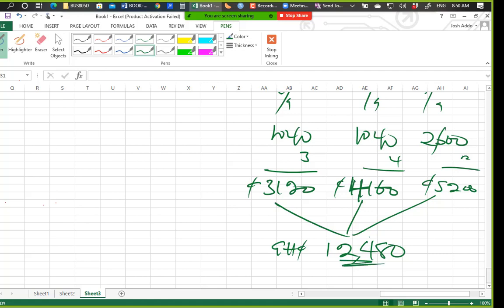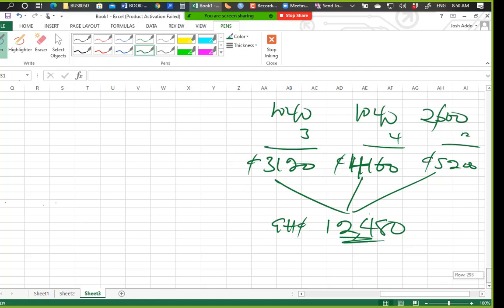Okay, so this is the sales revenue to break even for the whole of the organization, and this is for the individual products. We have to generate sales revenue of 3,120 for XU, 4,160 for YU, and 5,200 for ZU, and then all combined is 12,480. Any question?